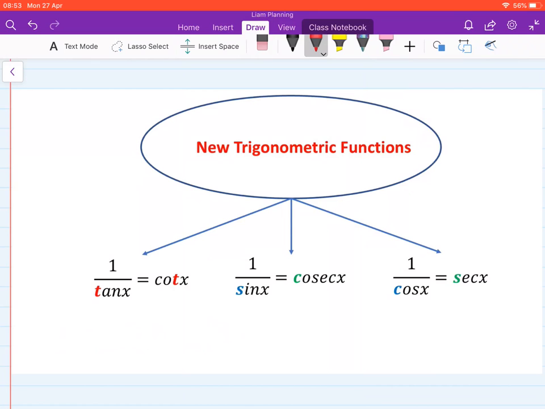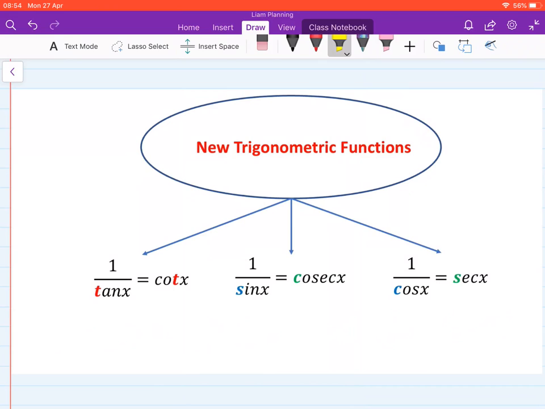1 over sine, the graph of 1 over sine would give us, it's not my best writing here, cosecant. So we shorten that to cosec. So 1 over sine is cosec. I'll rub this out. And 1 over cos, we call that secant. So we've got 3 results here that we need to learn. 1 over tan is cot, 1 over sine is cosec, 1 over cos is sec.